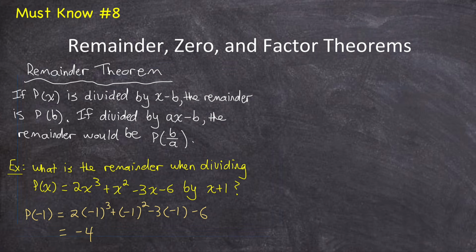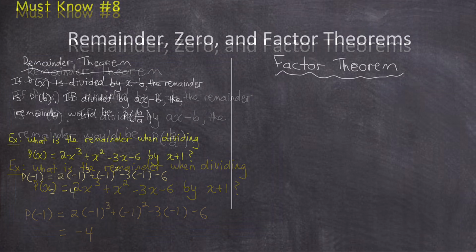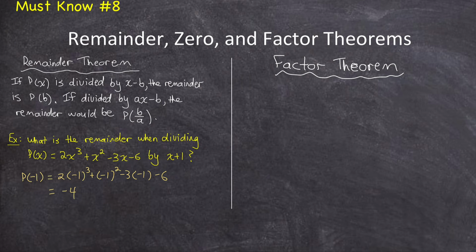And now I'll make some room and show you the factor theorem. The factor theorem is actually just an application of the remainder theorem. It tells us that x minus b would be a factor of p of x if, well, for x minus b to be a factor of p of x, that means it divides evenly into it. Or another way of saying that, if we were to do p of x divided by x minus b, we should get a remainder of 0.